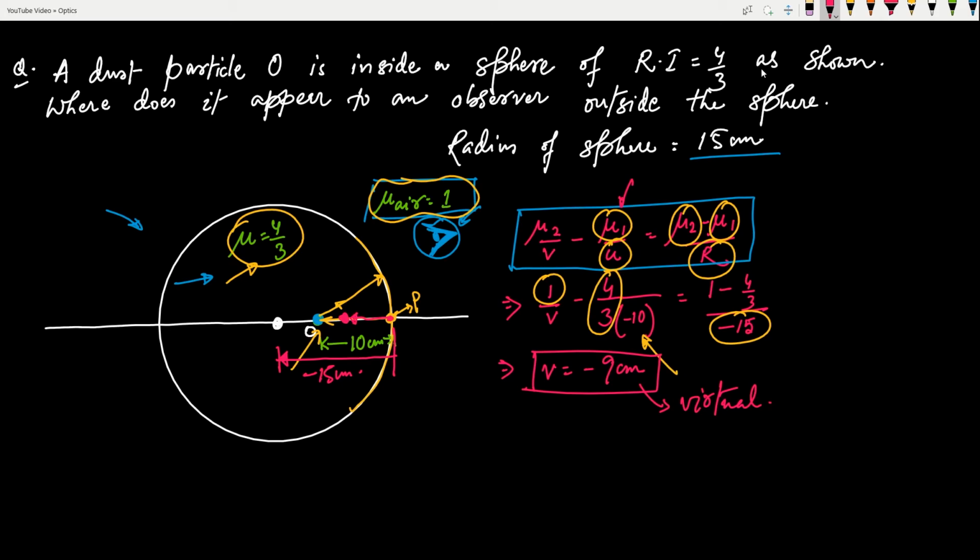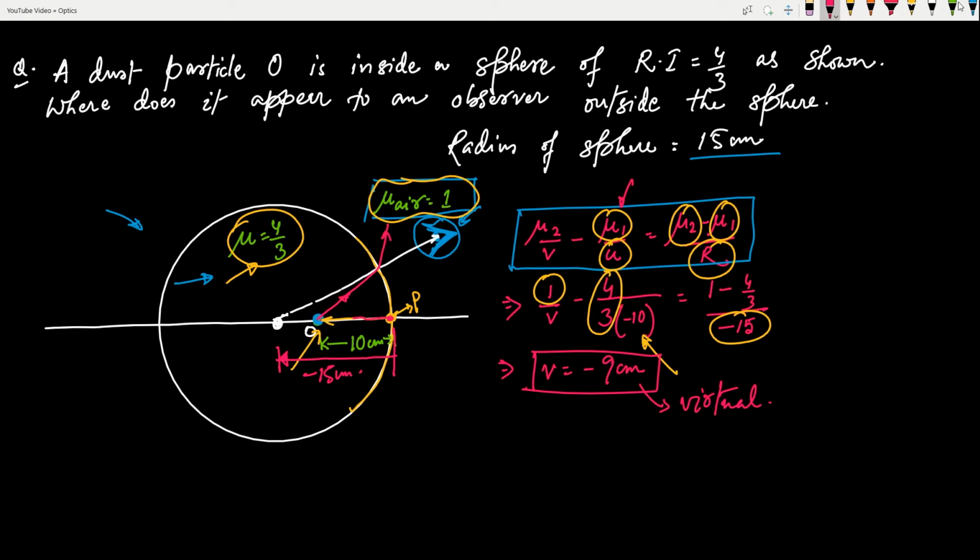Okay, as you can see that the object and the image are on the same side, therefore it will be virtual. Now if you want to draw the ray diagram, let me rub this all and draw the ray diagram for you. So if this is the normal, and this is the incident ray. Now the ray is entering from denser medium to rarer medium. Therefore, after refraction, it will bend away from the normal. Therefore, it will bend in this way.